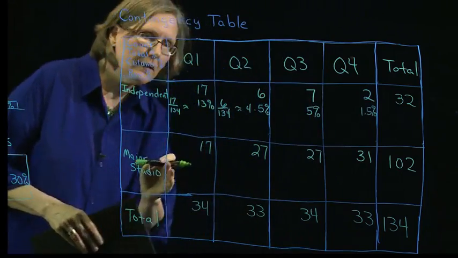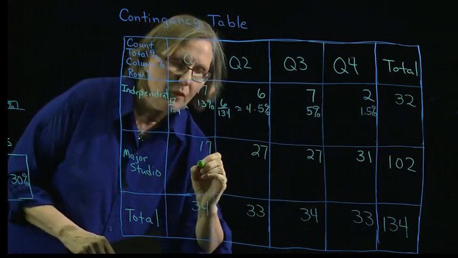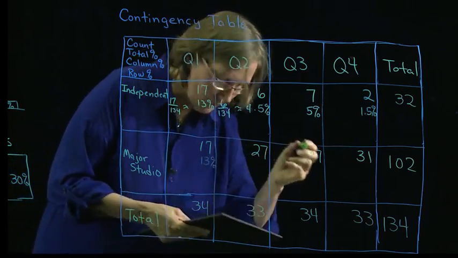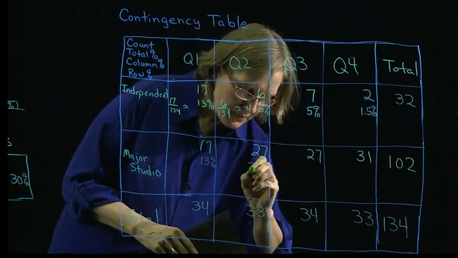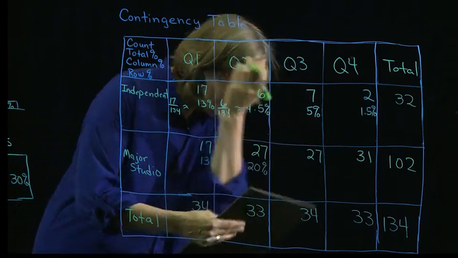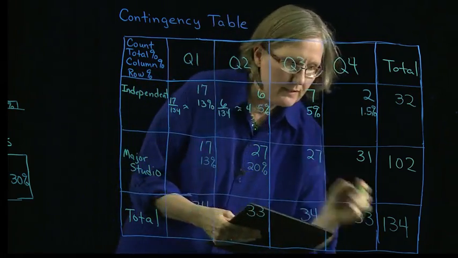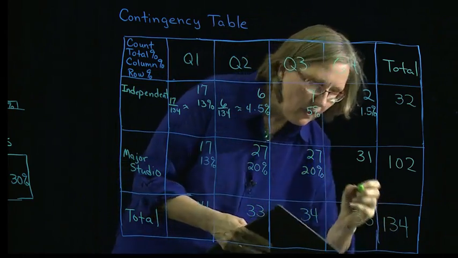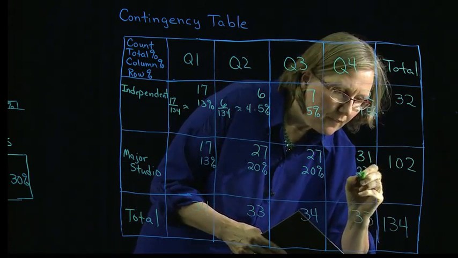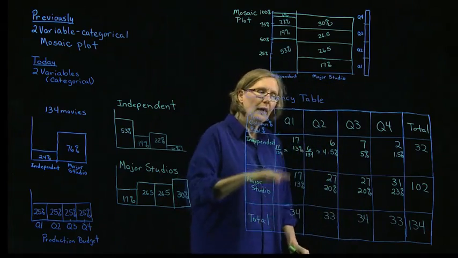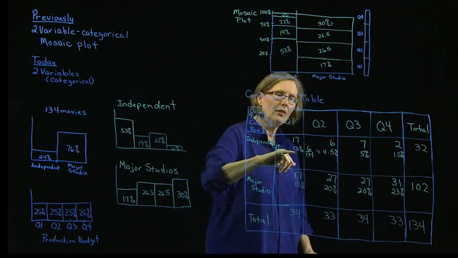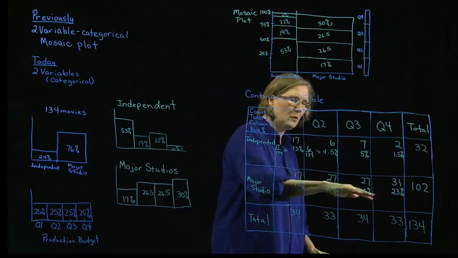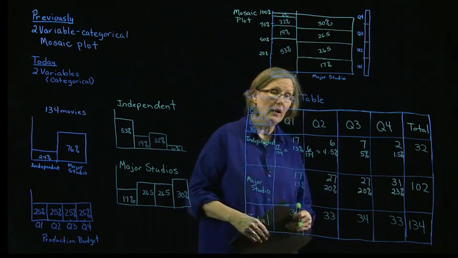For major studios, we do the same thing. 17 out of 134 is going to, again, be 13%. 27 out of 134 is about 20%. 27 out of 134, about 20%. And 31 out of 134, about 23%. If we added up the total percents in our whole table, 13 plus 4.5 plus 5 plus 1.5 plus 13 plus 20 plus 20 plus 23, it should add up to 100%.